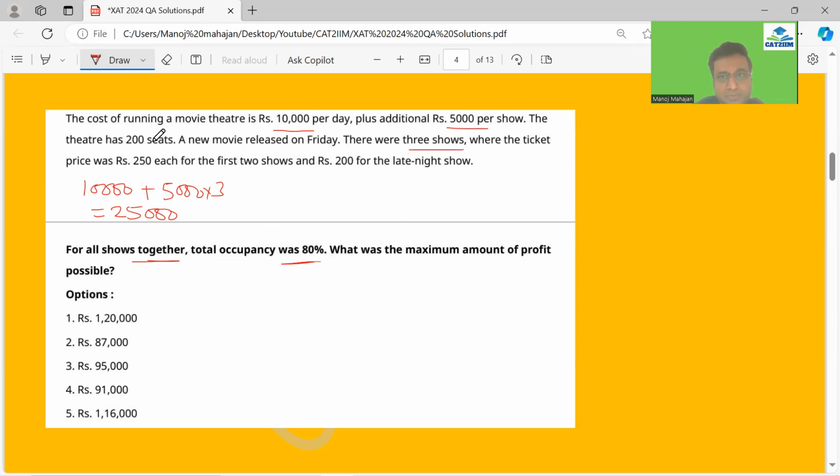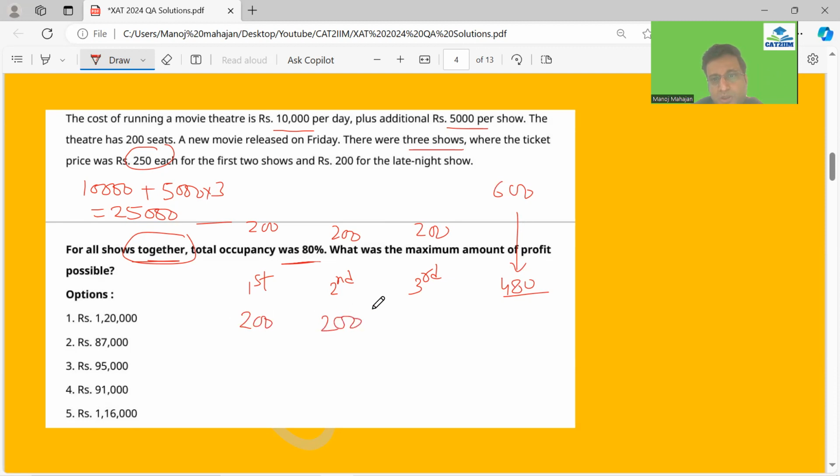So what we are going to do is, because the price of the first 2 shows is higher, of course we are going to take the first show and second show at maximum seats, which we can look forward to selling out. Let's see, first 200 seats we have in total. So let me just first add this 200, 200, 200. So how much is it? 600 total. And we have 80% occupancy. Let me just calculate for the total out here. So 80% of this is nothing but what? 480.